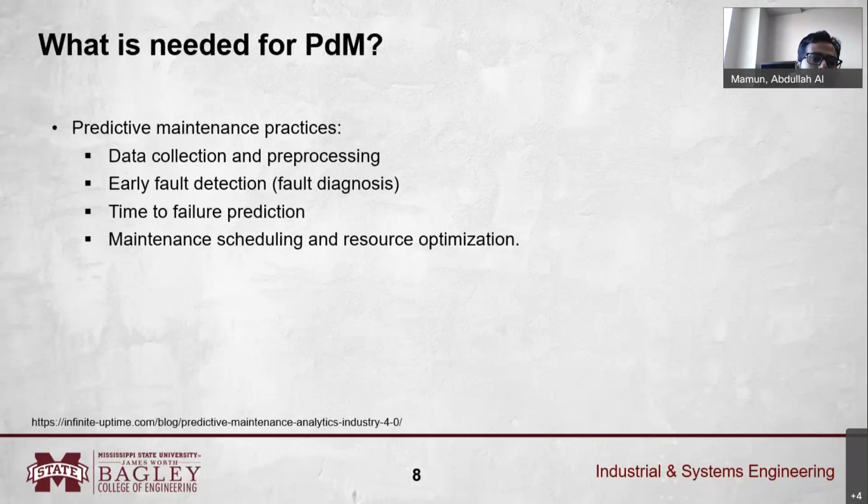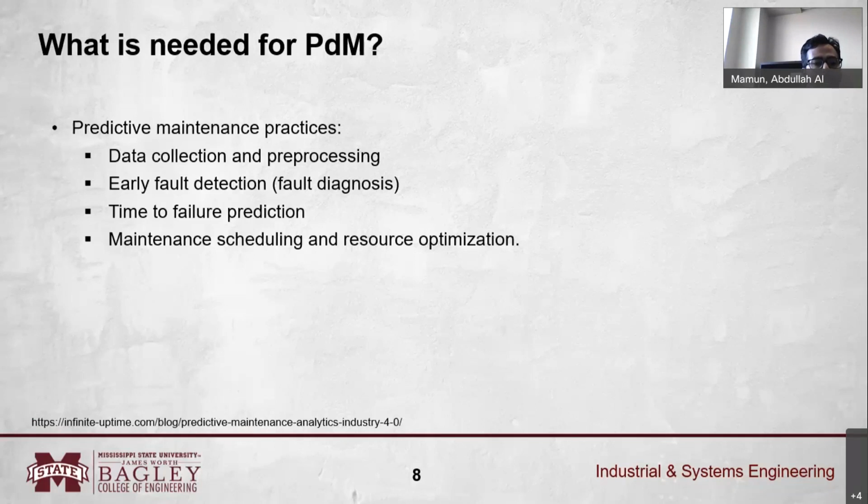So if we think about the basic requirements of predictive maintenance, we can say that initially we need to collect data from the running condition of the machine, and then we will pre-process the data. Based on early detection of the condition of machinery and the pre-processed data, we can diagnose those faults.